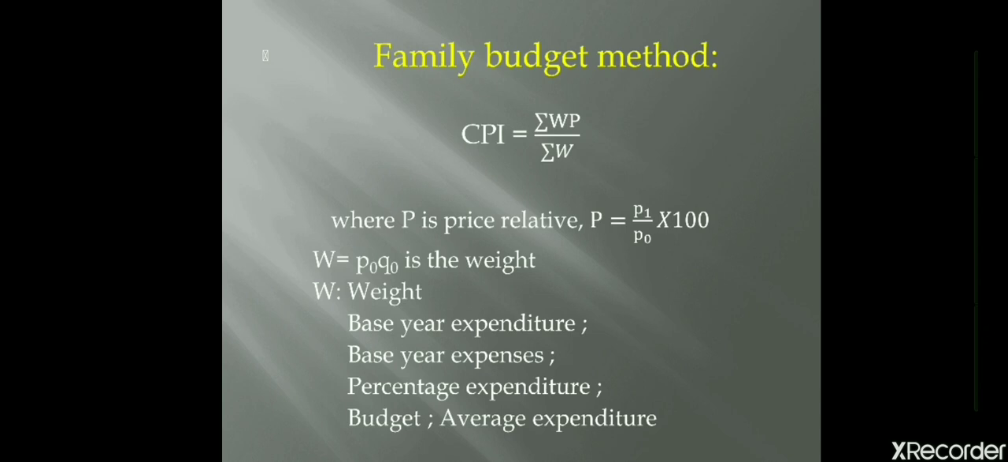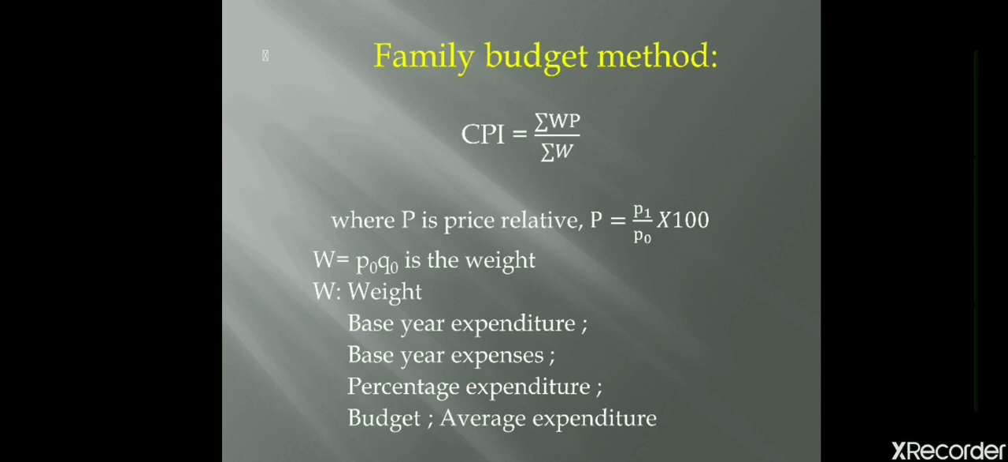In this method, the formula for consumer price index is summation W into P divided by summation W, where capital P is price relative and the formula for price relative is capital P is equal to P1 divided by P0 into 100. And W is represented by P0 into Q0, nothing but it is the weight. In family budget method, base year expenditure or base year value is taken as weight.